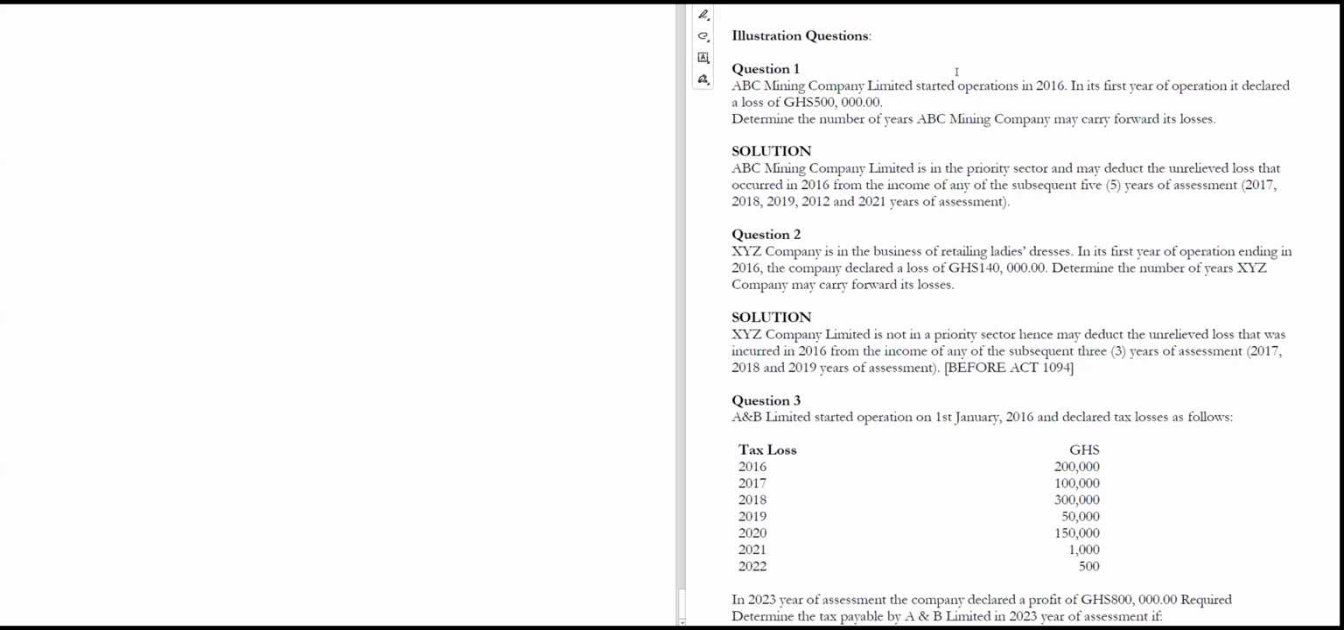So ABC Mining started operations in 2016. In its first year of operation, it declared a loss of 500,000. Determine the number of years it can carry forward losses. Now, the mining company, as at 2016, will be termed as being in the priority sector. And because of that, it can deduct losses incurred in any of the previous 5 years of assessment, right? So the losses can be carried forward from 2017, 18, 19, 20, 21.